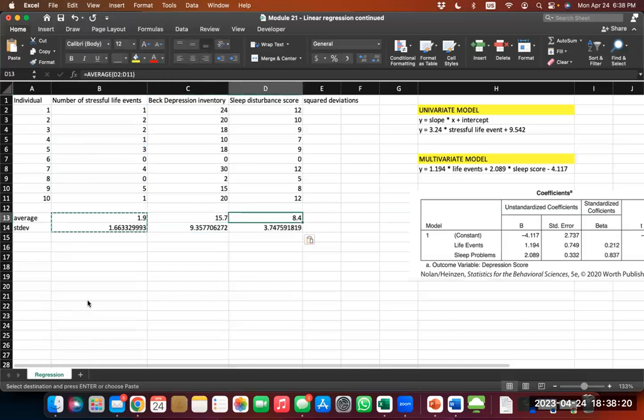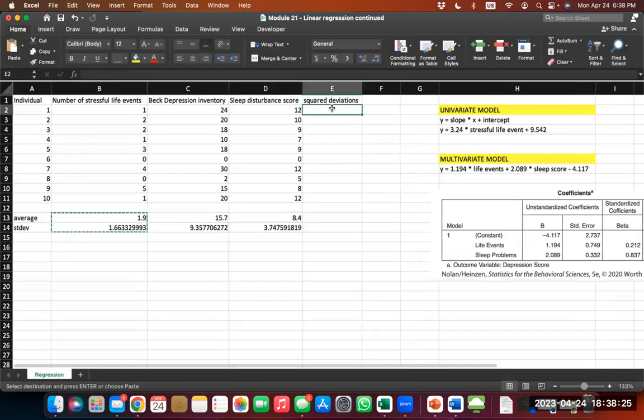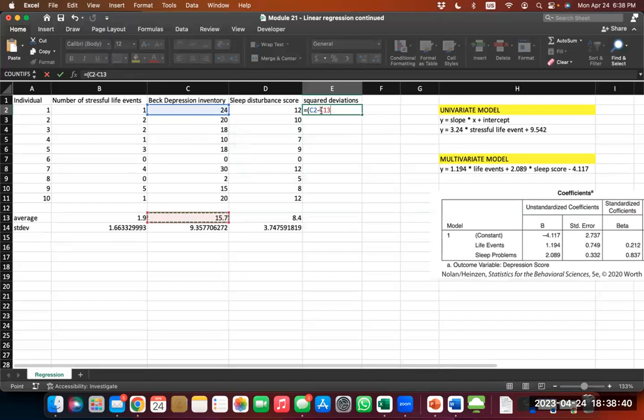So now we have the means and the standard deviations. Now we need the squared deviations of our total error. That's basically equal to parentheses, our Beck Depression Inventory score minus our mean, parentheses closed, squared.